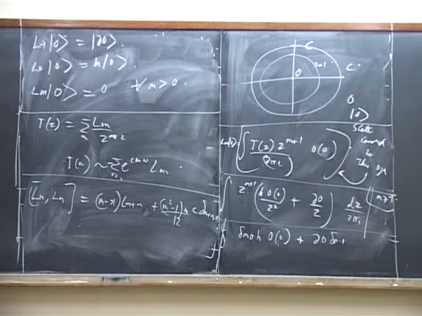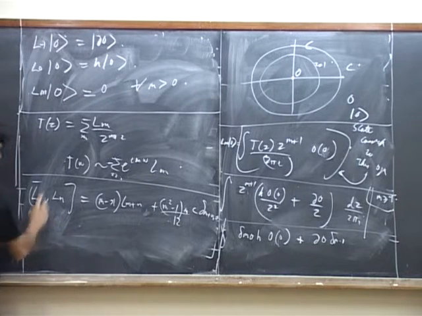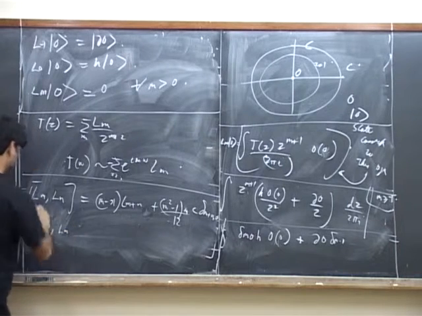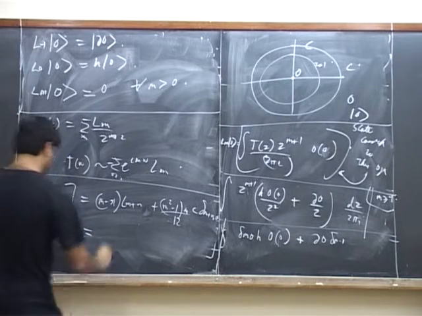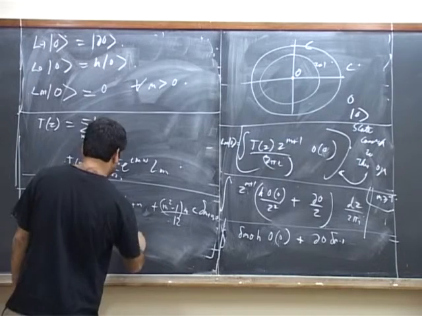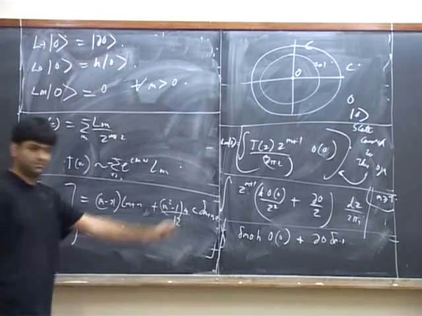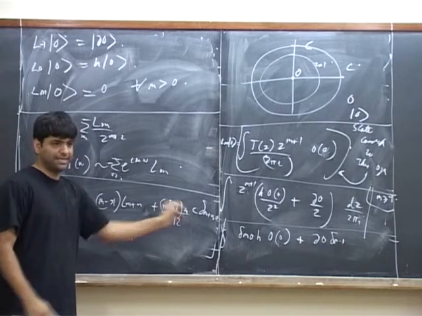Let's now set m equals 0. What do we get? Suppose we set m equals 0, we get [L0, Ln] is equal to minus n Ln plus 0, because the only time the delta function clicks is n equals 0.